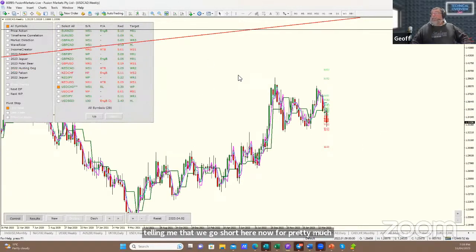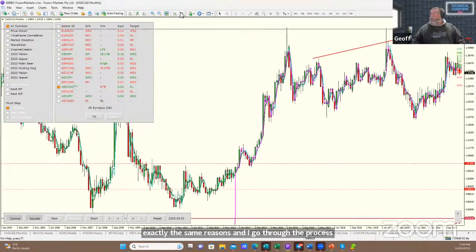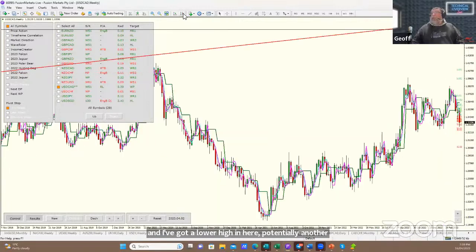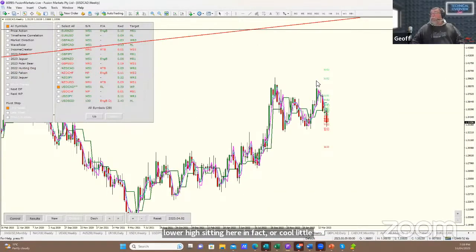And I go through the process and find out that I've got a dominant chart pattern. Have I do that? You bet I have. I've got a big double top sitting here, and I've got a lower high sitting here, potentially another lower high sitting here. In fact, I'd call that a lower high. So is that giving me a directional bias? You bet. I'm absolutely bearish this.